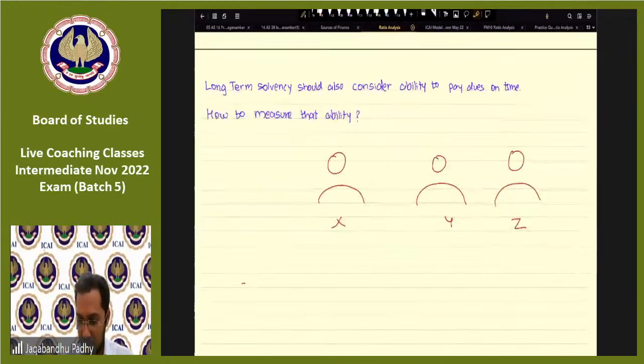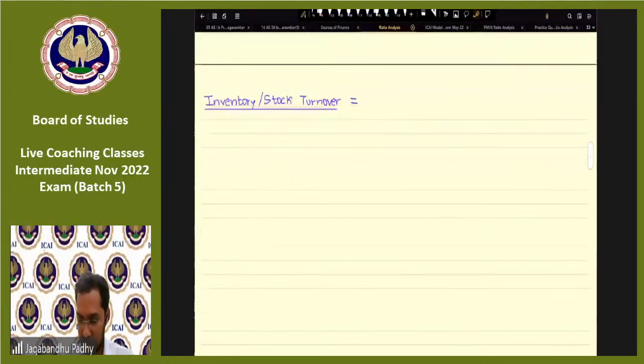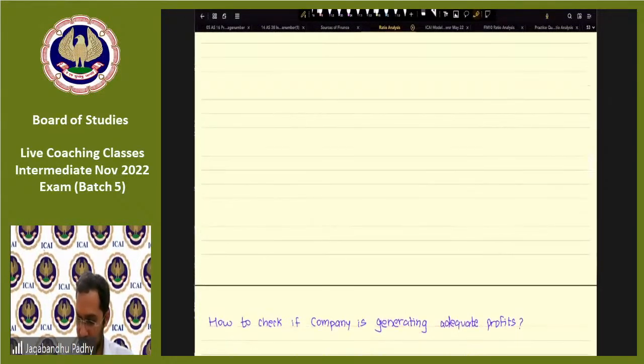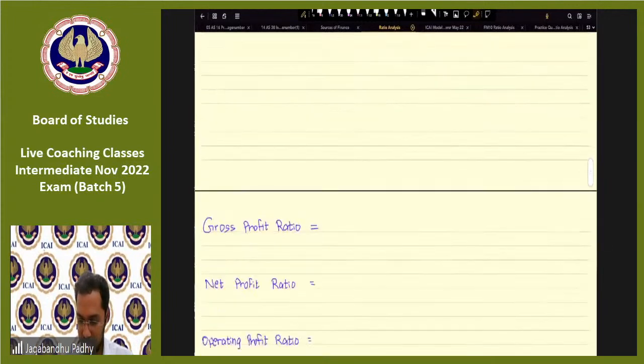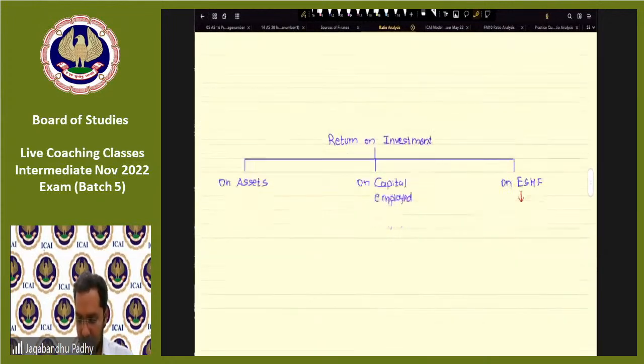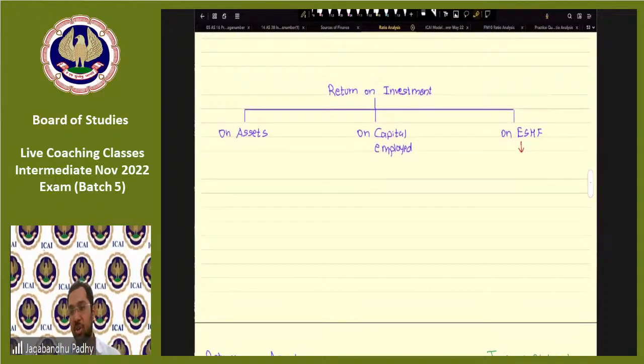What we need is, first, we need to look at the return ratios. Before that, if we see the query, can we calculate basic defense interval? No, Hiral, you cannot calculate that basic defense interval as quick assets upon, because in basic defense interval, the numerator includes the receivables. So you cannot use quick assets upon the daily operating expense.